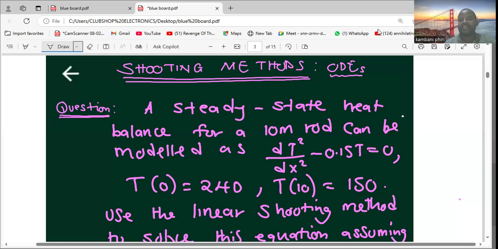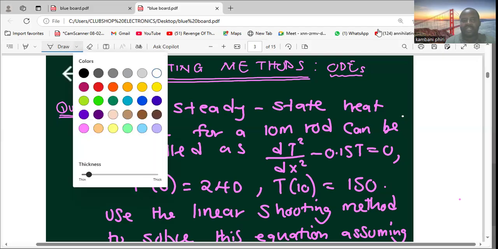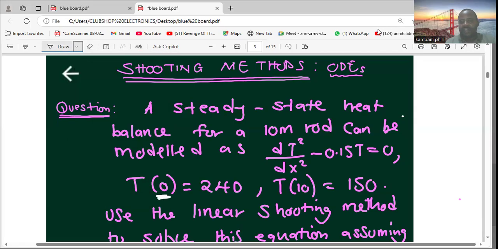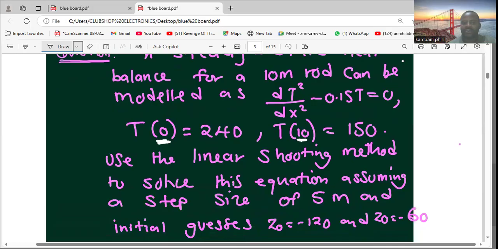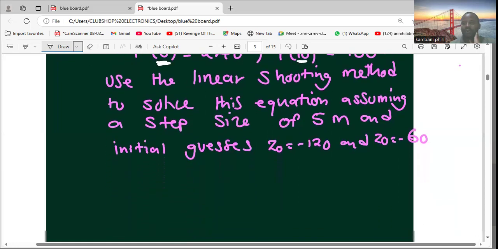We are saying a steady state heat balance for a 10-meter rod can be modeled as d squared T over dx squared minus 0.15 T is equal to 0, such that T of 0 is 240 and T of 10 is 150. You need to understand from these boundary conditions that our 0 here is our lower boundary, then the 10 here is our upper boundary. Now the question is, use the linear shooting method to solve this equation, assuming a step size of 5 meters and the initial guesses of z naught is equal to negative 120 and z naught is equal to negative 60. So let's look at our solution.